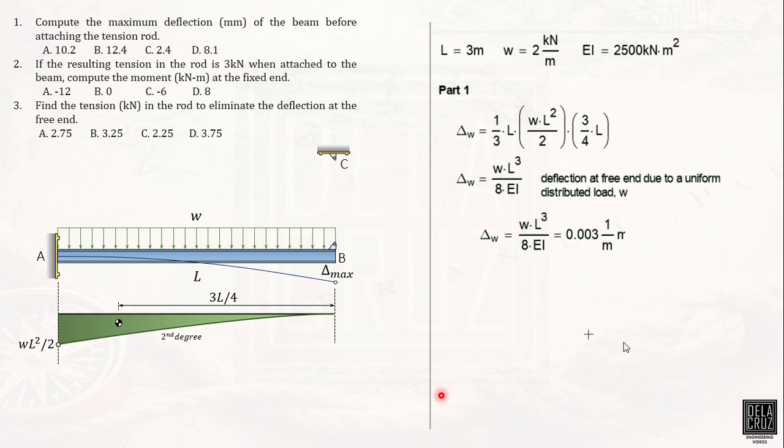Alright, bakit walang unit yung lumabas? Maximum deflection, dapat may unit yan, no? WL cube over 8EI. L fourth pala, sorry. Dapat L to the fourth. Correct ba? L to the fourth. May L pa pala tayo dito, guys. Ito, may L. No, L times L squared times L. Alright, so in millimeters tayo. 8.1. So that is letter D.